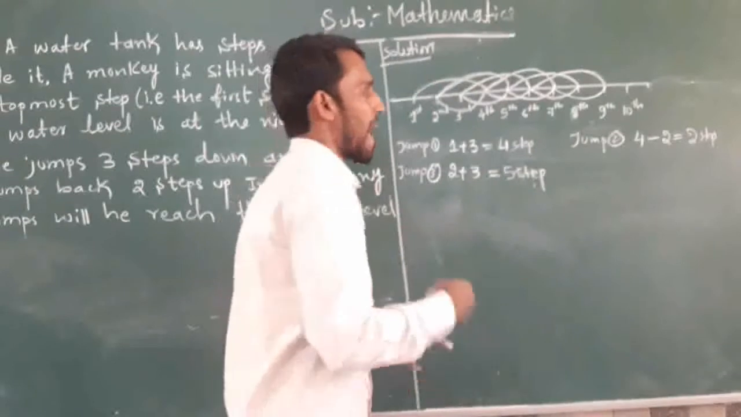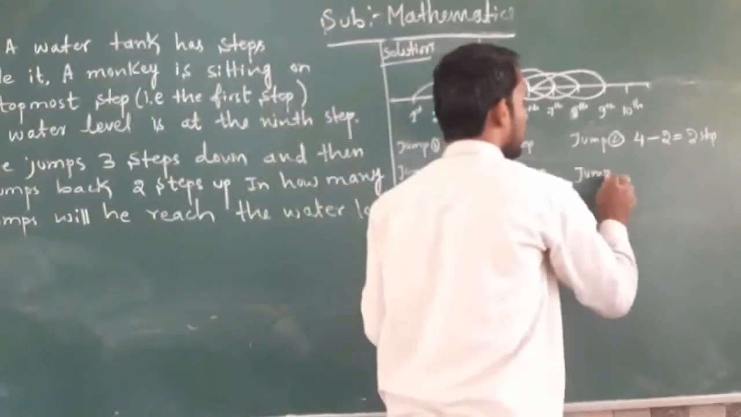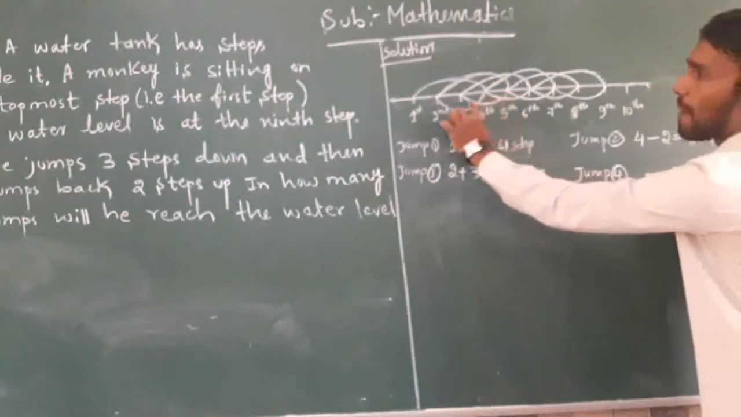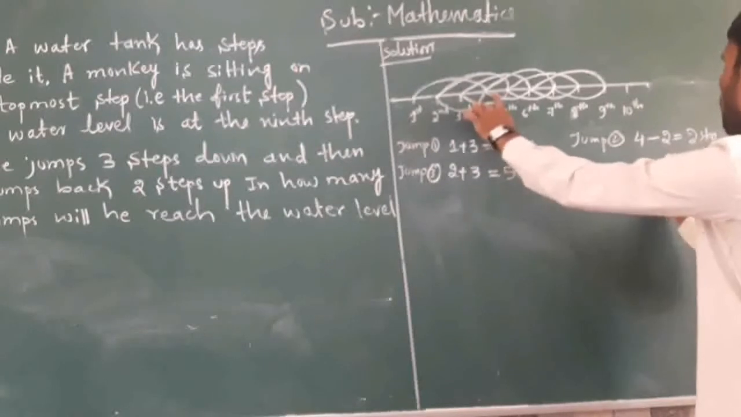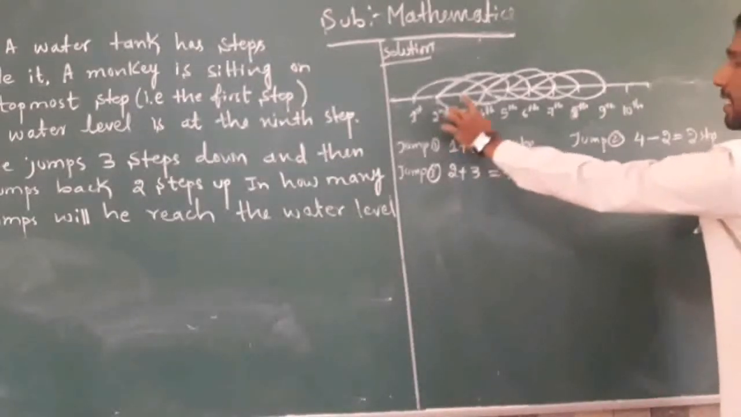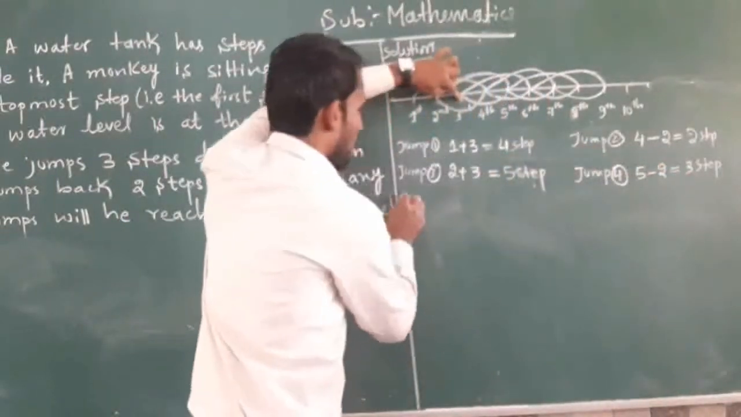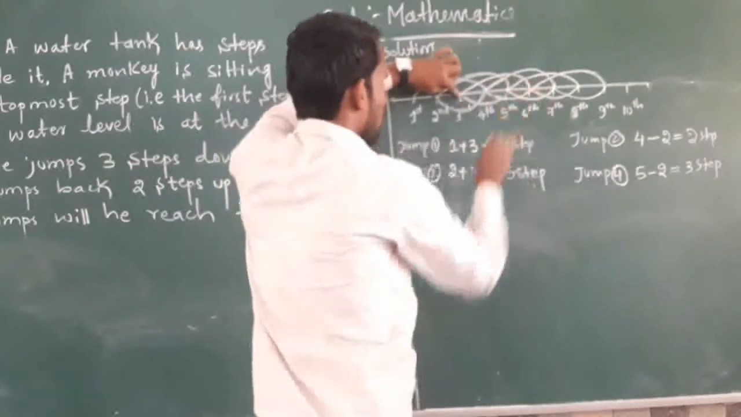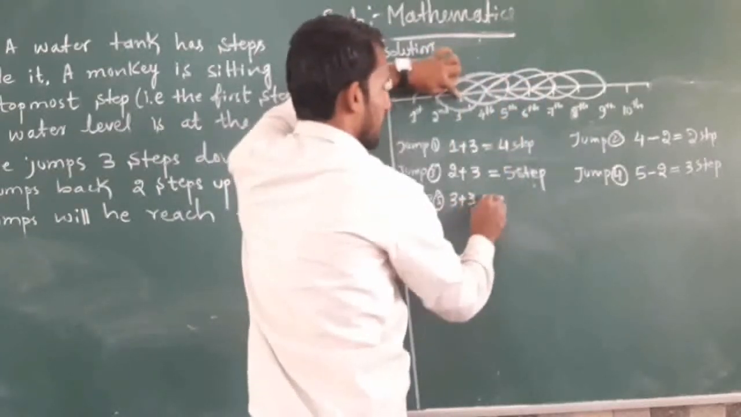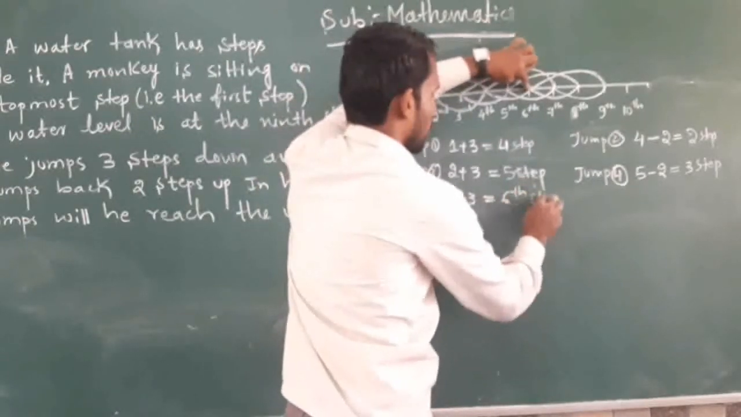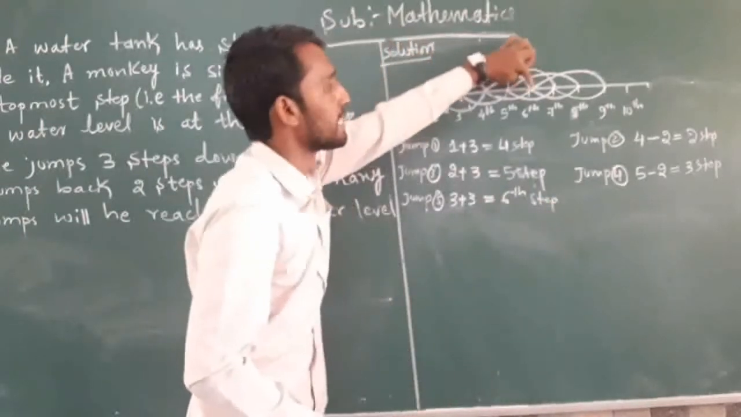Next, jumping backside again, that is jump number 4. From the 5th step it jumps back 2, so 5 minus 2. The answer is step 3. The monkey is at step number 3. Then jump number 5, jumping down again: 3 plus 3. The monkey is at the 6th step.